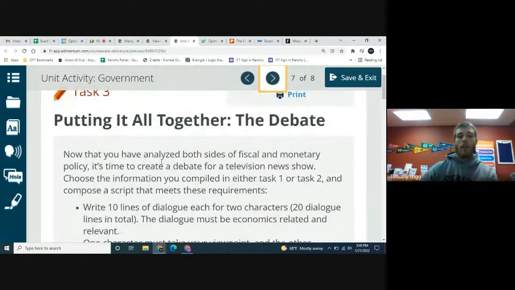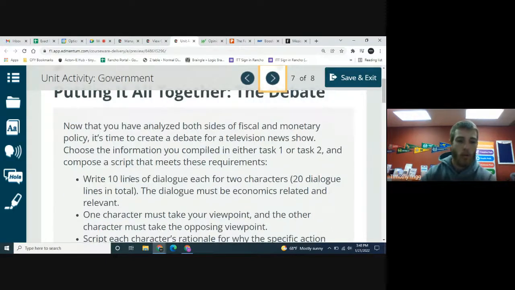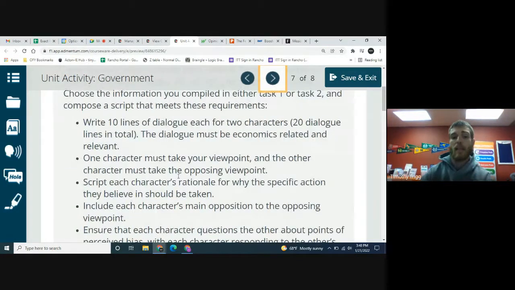Okay. Now that you have analyzed both sides of fiscal and monetary policy, it's time to create a debate for a television news show. Choose the information you compiled in either task 1 or task 2 and compose a script that meets these requirements. Write 10 lines of dialogue each for 2 characters, so 20 lines of dialogue in total. The dialogue must be economics related and relevant. One character must take your viewpoint, and the other character must take the opposing viewpoint.